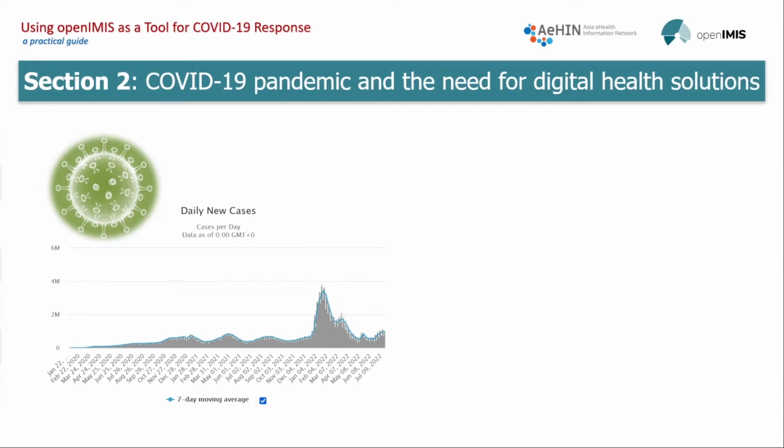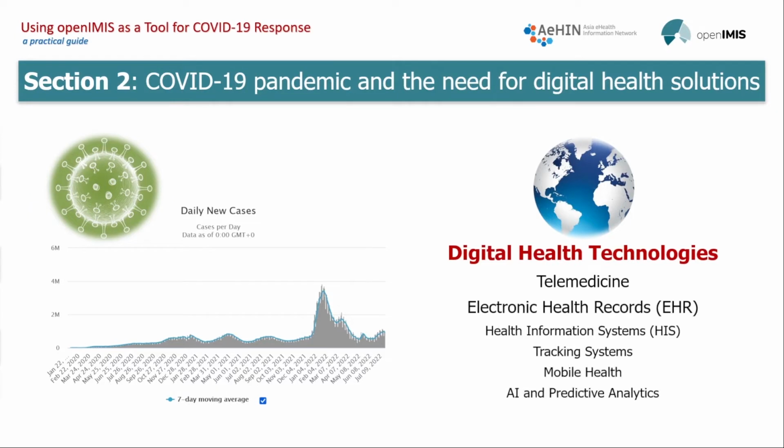Realizing the need to quickly address the health system issues brought about by the pandemic, different countries have employed different digital health technologies or DHTs, usually in tandem with their existing health systems infrastructure. Such DHTs include telemedicine, electronic health records or EHRs, hospital and public health information systems, systems for tracking of transmissions, mobile health, artificial intelligence, and predictive analytics. Telemedicine and electronic health records are the most frequently used technologies.